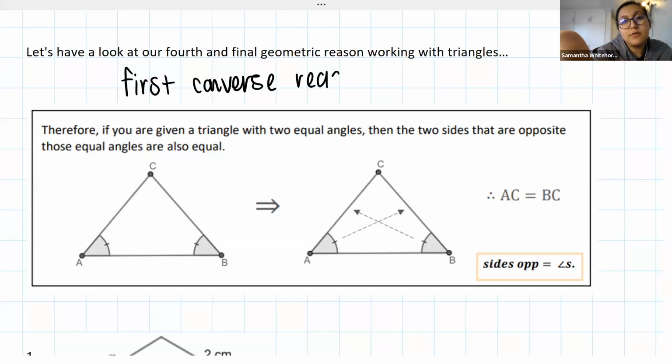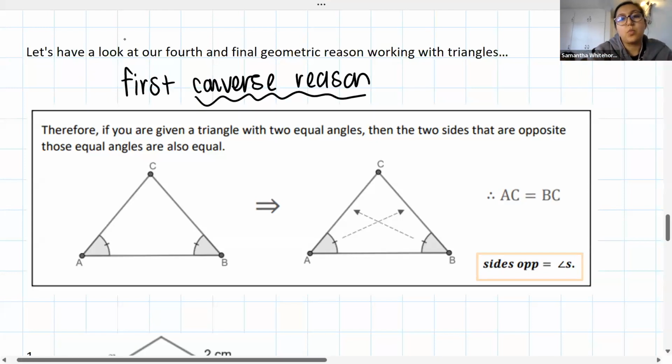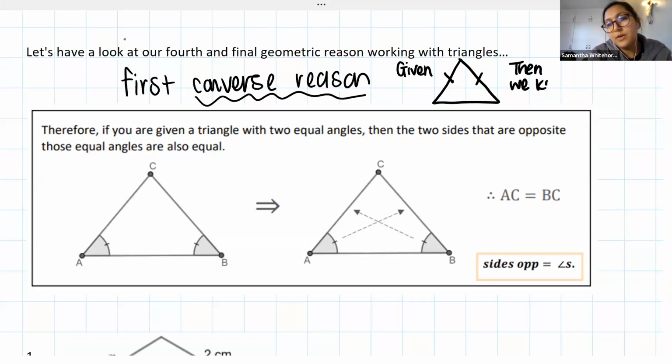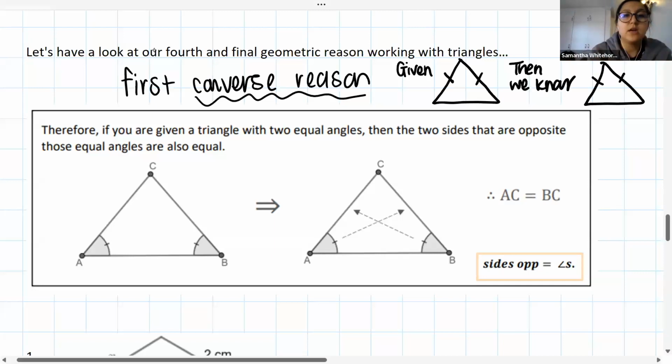Now a converse reason basically means that we've dealt with one reason that says angles opposite equal sides are equal. And now we're going to look at the reason that is basically the opposite of that. So what we know so far is that if I give you 2 equal sides, then we know that the angles opposite them, so angles op equal sides, are equal. So then I know that those 2 angles are equal.